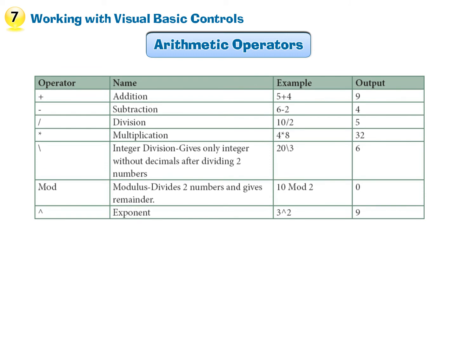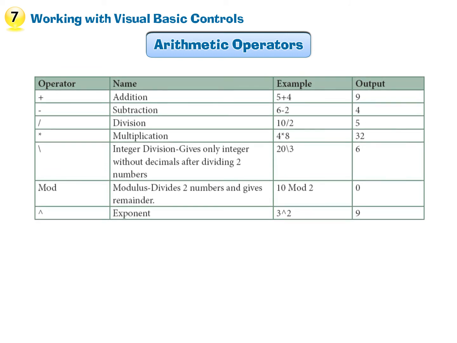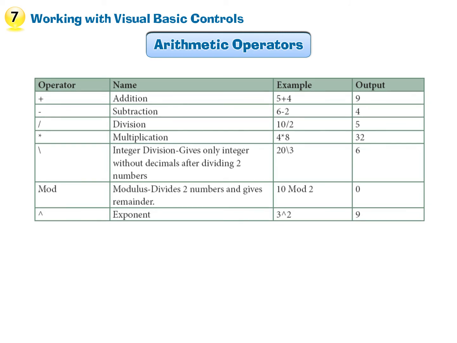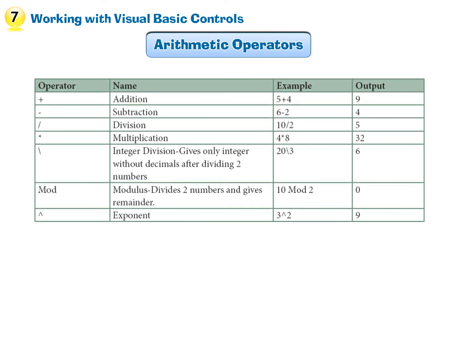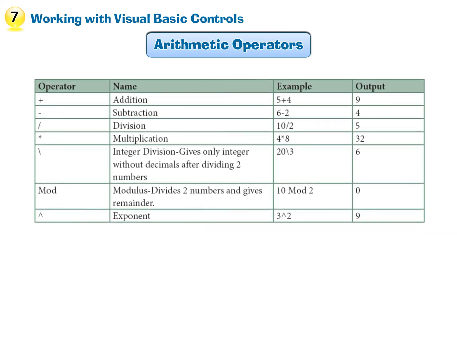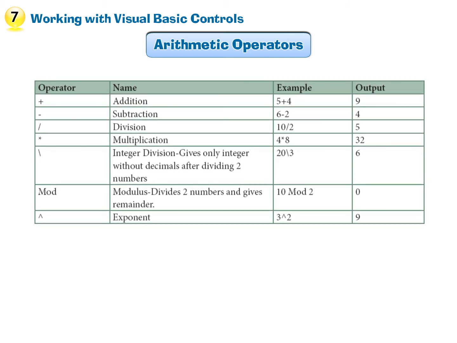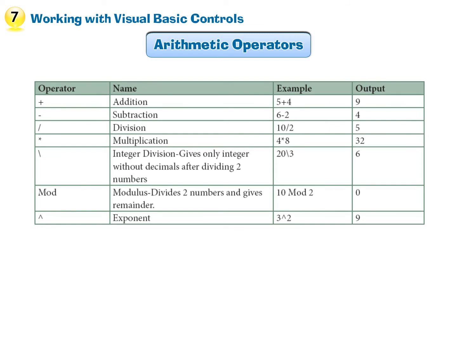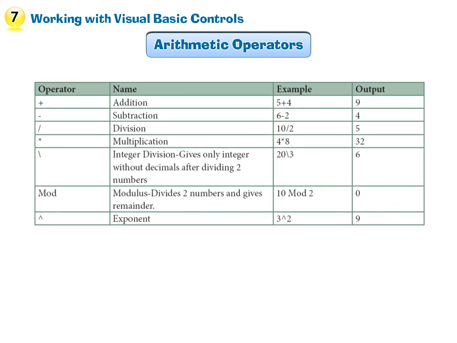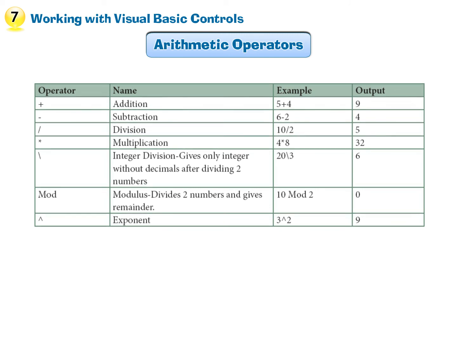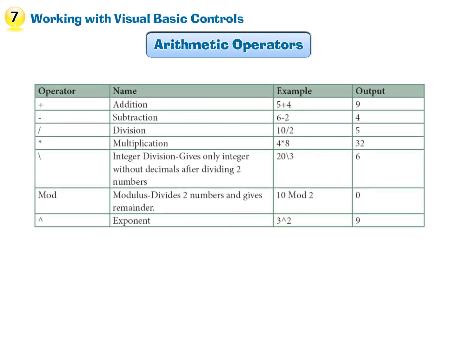Backslash, integer division, gives only the integer without decimals after dividing two numbers. 20 backslash 3, 6. Mod, modulus, divides two numbers and gives the remainder. 10 mod 2, 0. Exponent, exponent, 3 exponent 2, 9.